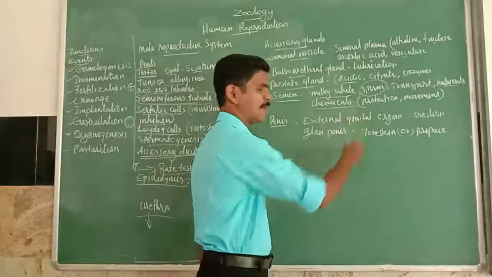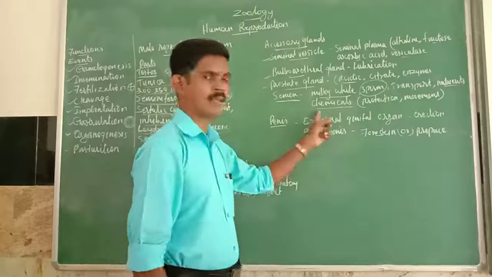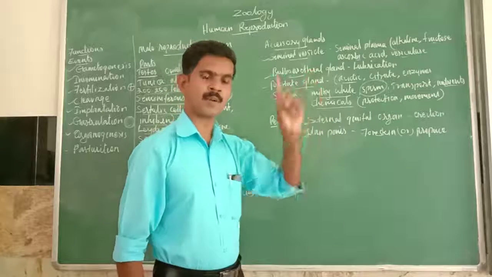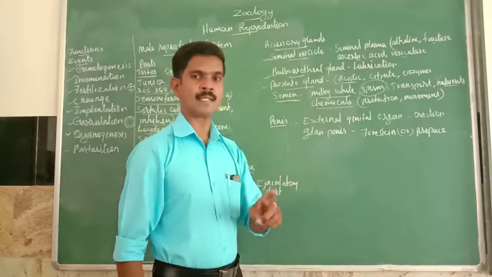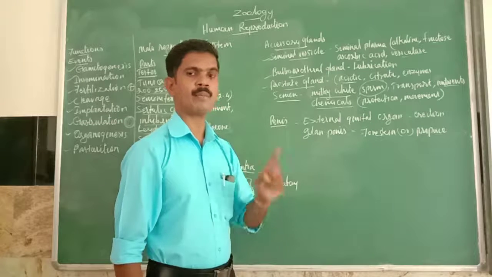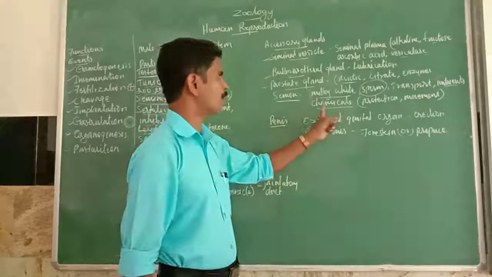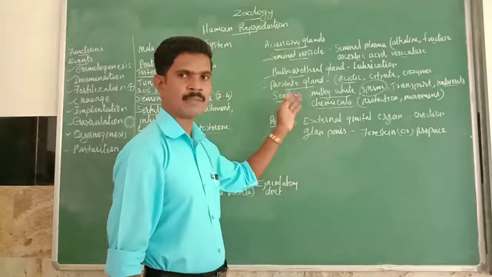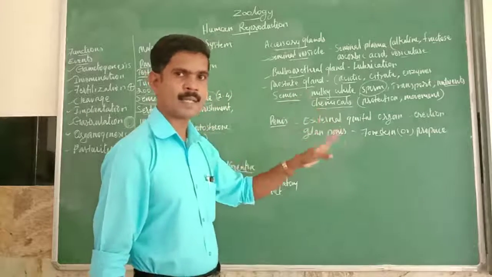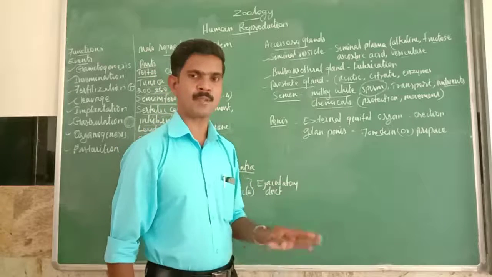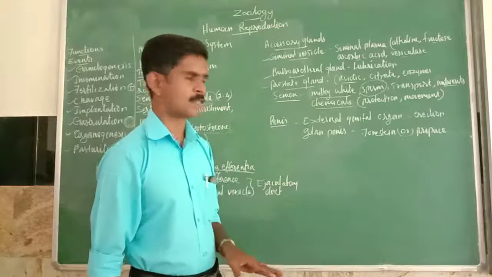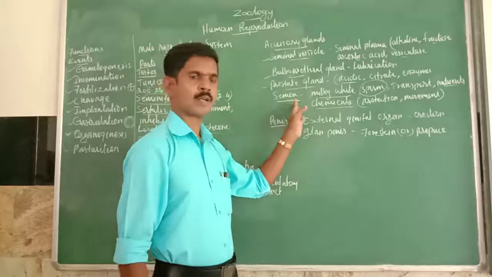The semen also consists of a large amount of chemicals. These chemicals are very important for the protection of the sperm, and for the movement of the sperm. Understand? So a large amount of chemicals are present in the semen. The functions of these chemicals are protection and movement of sperm. Hope you understood this point.